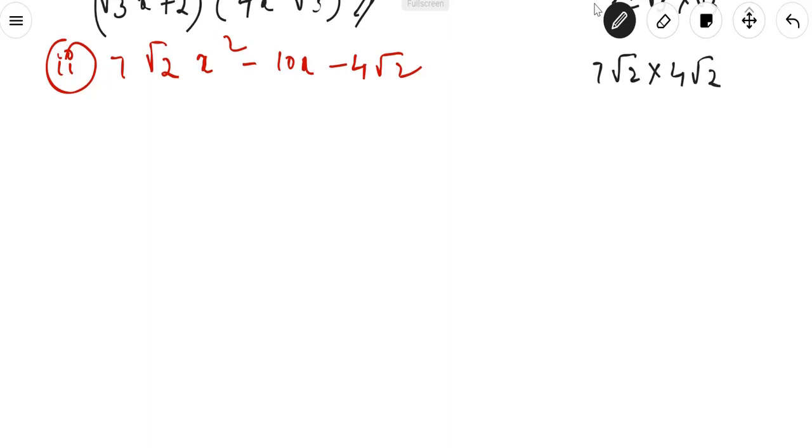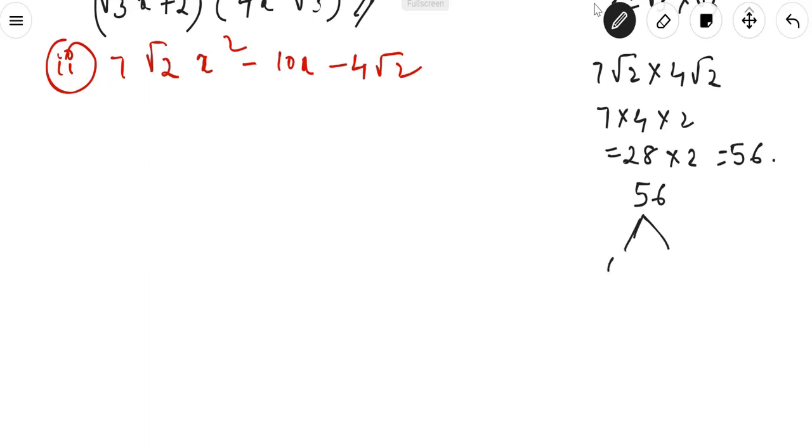So what are you going to get? 7 into 4 into 2. Okay, final of you. So if you multiply these two, you are going to get 28. 28 into 2, how much are you going to get? 56. So you have to find a factor of 56 such that you add or multiply, you have to get 10.